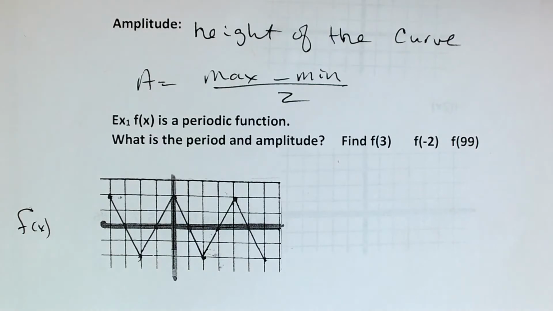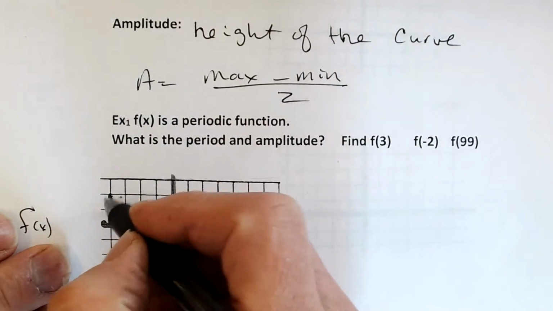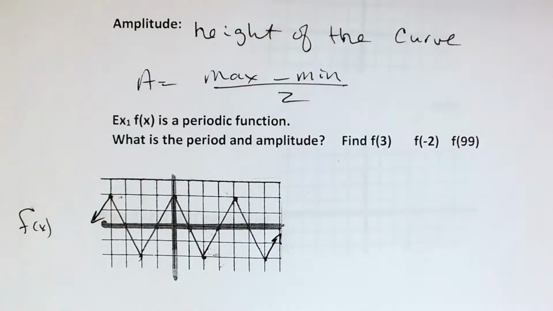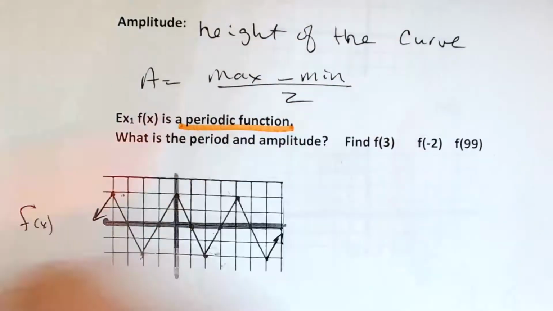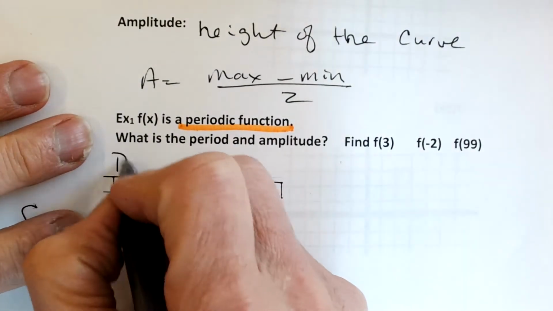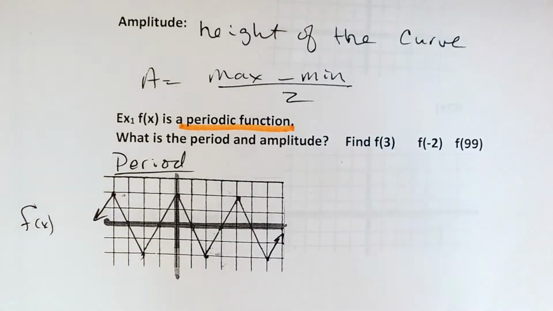All right, so first of all, it is periodic. So what I can do is just keep this thing going. It keeps going on and on forever because it is a periodic function, the same pattern. So let's do the period. First, the period is how wide is one curve.